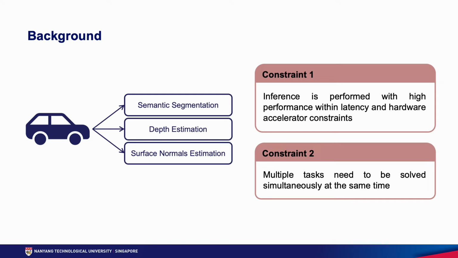Secondly, as you see here, the vehicle needs to perform semantic segmentation, depth estimation, and surface normals estimation. So multiple tasks need to be solved simultaneously. This is a system engineering problem, because how do you do that? Do you have different models to solve the different tasks, but this would put a strain on the hardware accelerator? Or could you design a single model to solve all the tasks at the same time? And if so, how? These are two constraints which are unique to an autonomous vehicle setting, and they are the motivation for our research.